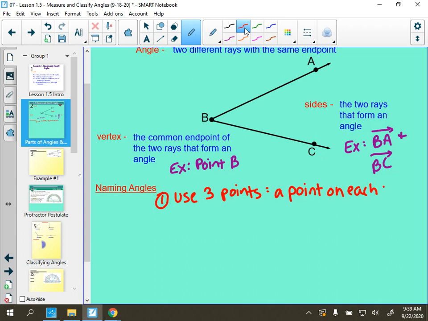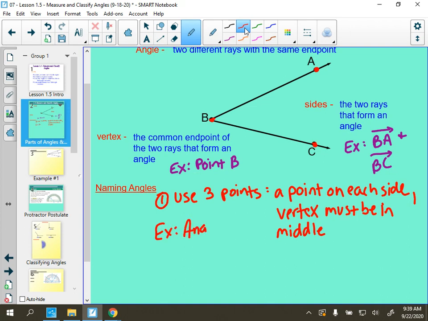On each side, so there's two of the 3 points. For us, we could talk about point A and point C as being two of those 3 points. The key is the vertex is also what we want to use. That's my third point. So a point on each side, and the vertex must be in the middle. All right, so for us, the example would be, this could be called angle ABC.